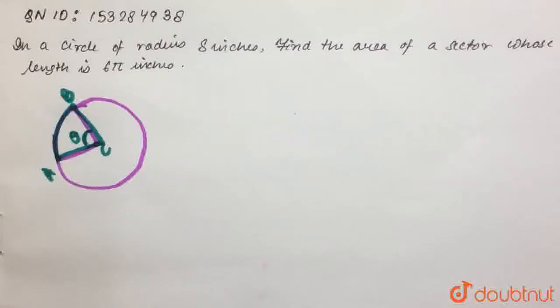So what has been given in this sum? It is said that a circle of radius 8 inches, find the area of a sector whose length is 6 pi inches. Now you have seen I have already made a drawing.